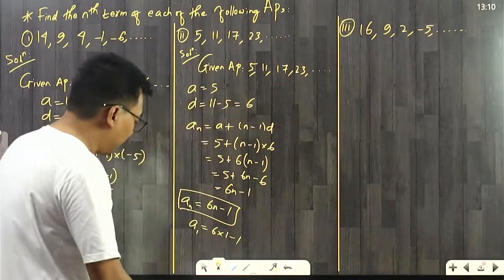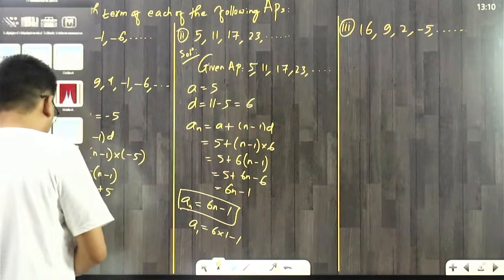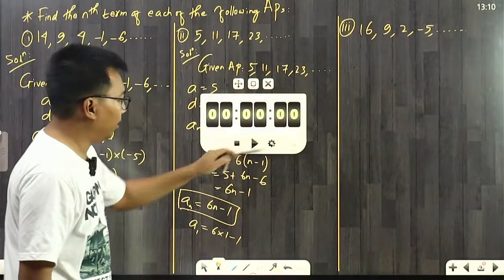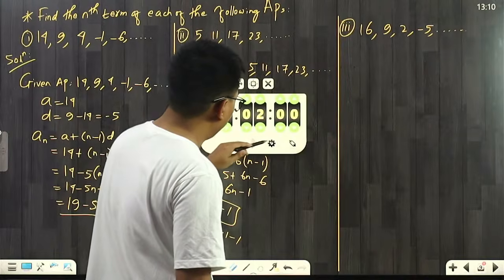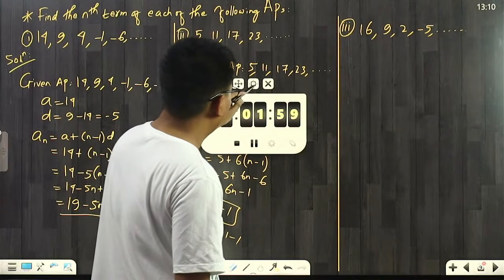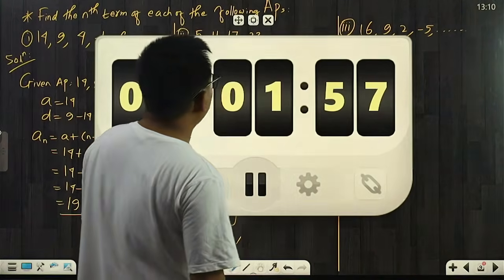Similarly, you find this. To find this, I will give you 2 minutes again. Till then, I'll be reading your chat. So here you have 2 minutes.